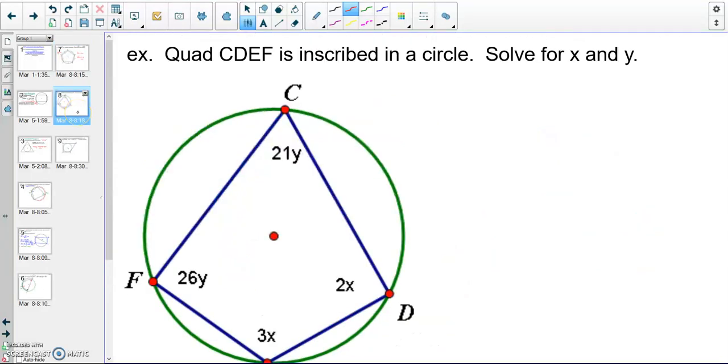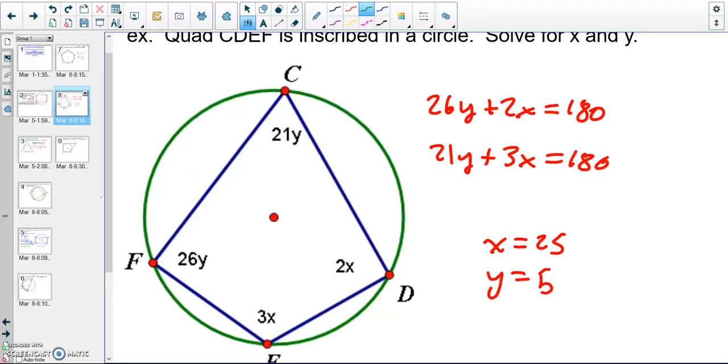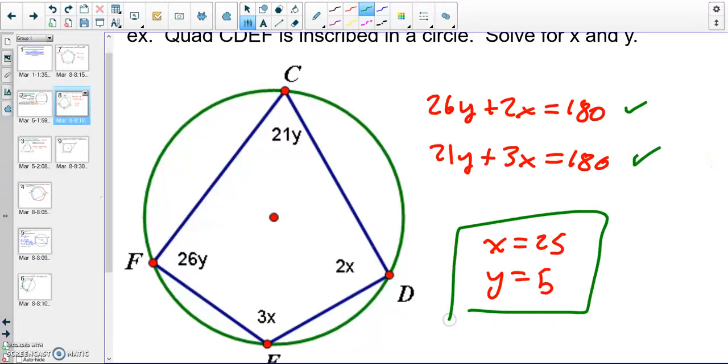A couple more problems here. I'd like you to pause the video, solve this problem, and then unpause it and check your answer. Okay, the way I did this problem was I used the idea that the opposite angles of a polygon inscribed in a circle are supplementary to set up this equation and this equation, and solved my system. That's what I got for x and y.